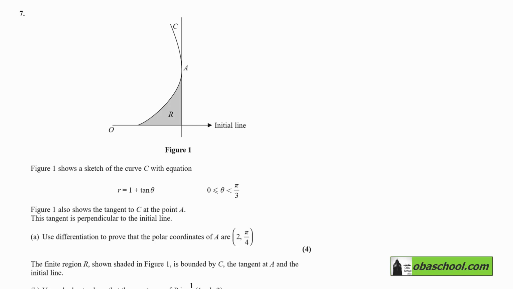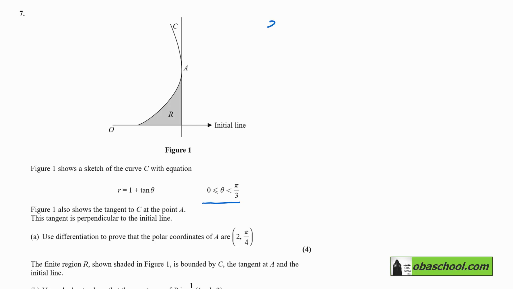Figure 1 shows a sketch of a curve C with the equation r equals 1 plus tan theta for values of theta between 0 and pi by 3. And that given domain is going to be important shortly. Figure 1 also shows the tangent to C at the point A. The tangent is perpendicular to the initial line. Use differentiation to prove the polar coordinates of A are (2, pi by 4).